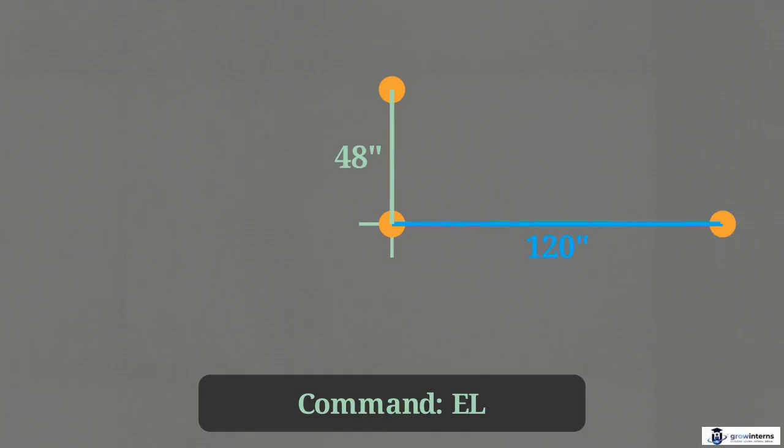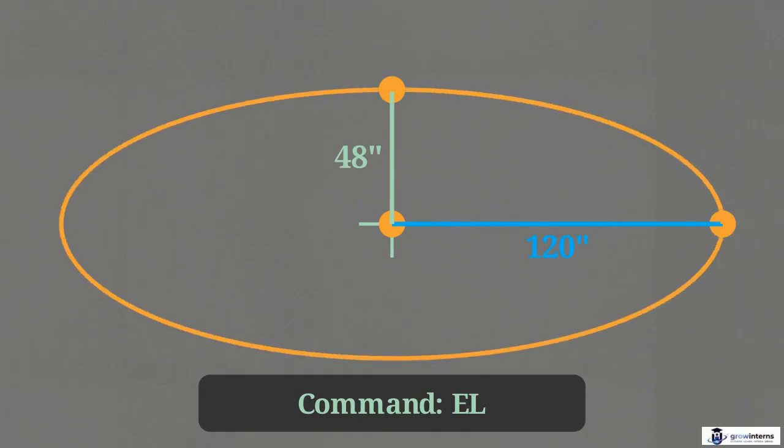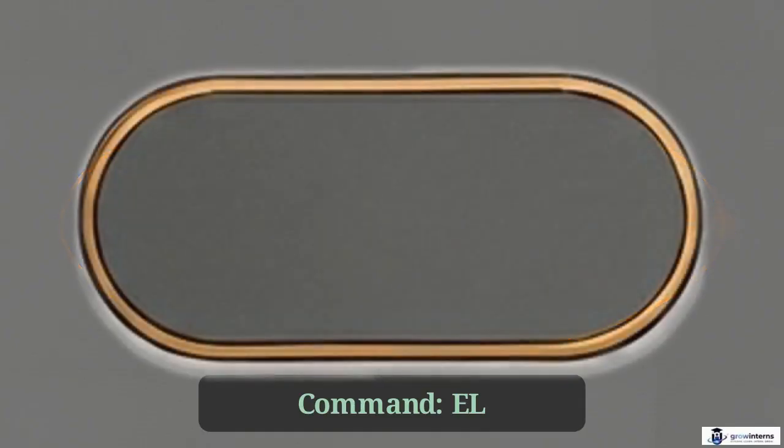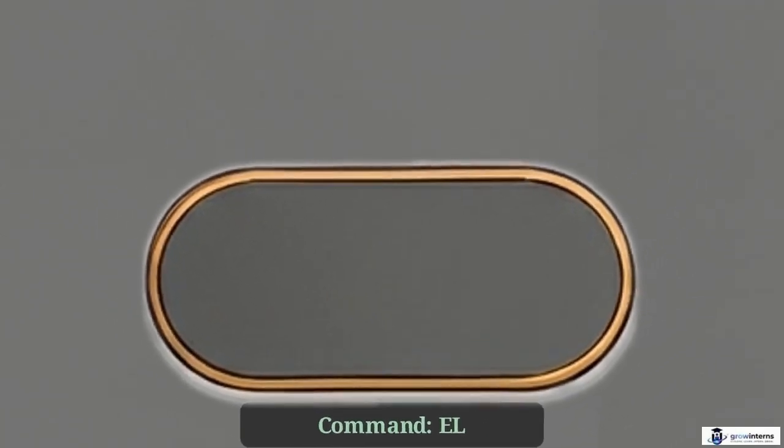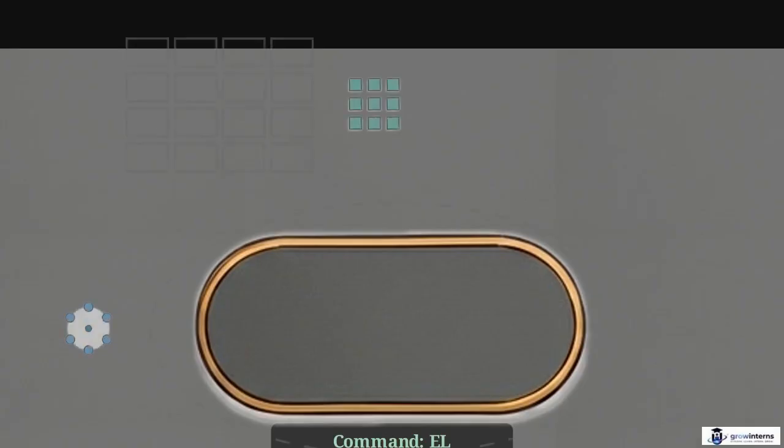Click your center point, type your specific numerical dimension for the length, say 120 inches, and then type 48 for the width. Locking in these precise mathematical proportions is critical. You must establish a perfect base object before you can apply any of the advanced duplication tools we will use next.